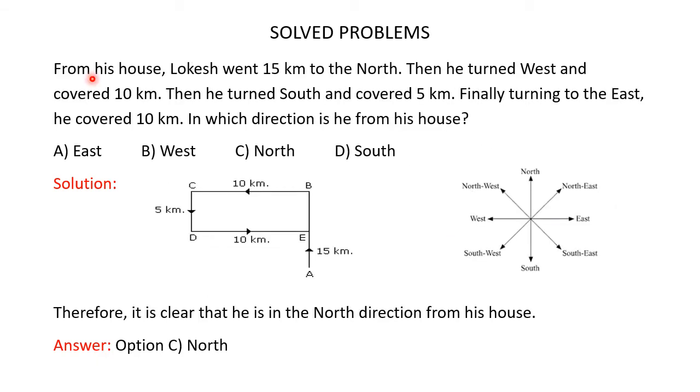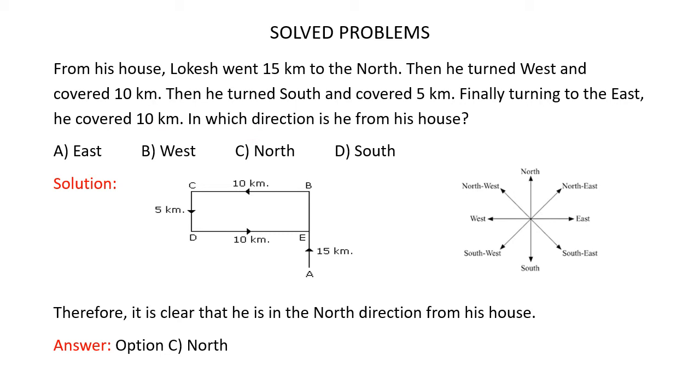From his house, Lokesh went 15 kilometers to the north. Then he turned west and covered 10 kilometers. Then he turned south and covered 5 kilometers. Finally, turning to the east, he covered 10 kilometers. In which direction is he from his house?